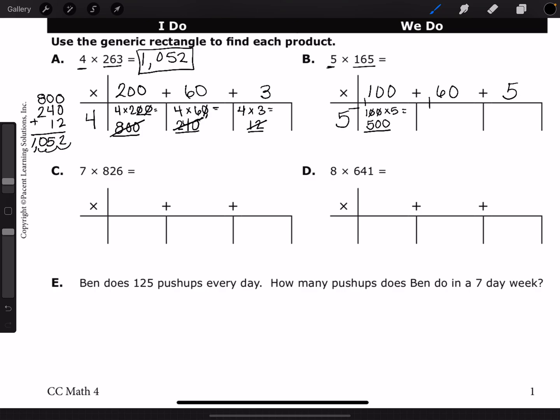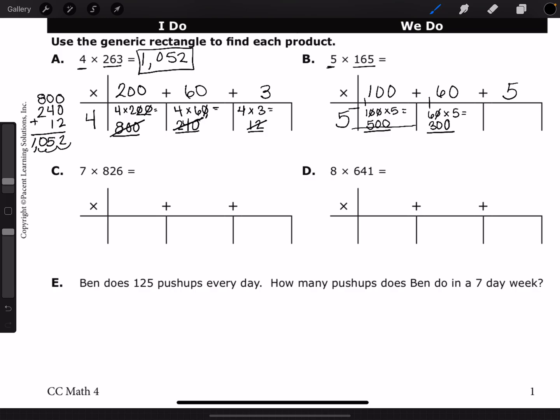Now we have this 60 and the 5. So we are going to do 60 times 5 equals, momentarily taking that 0 off, 6 times 5. We can do 6 groups of 5. So 5, 10, 15, 20, 25, 30. And because we took that 0 off, because it's not just a 6, it's 6 tens, the 0 needs to be replaced. So that second partial product is 300.